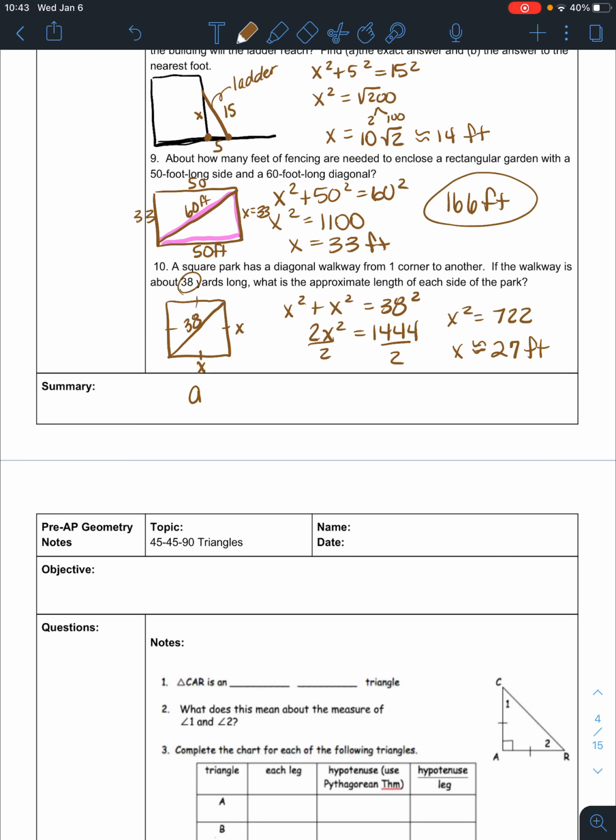So Pythagorean theorem is a squared plus b squared is equal to c squared, and we use it when we have two sides and we need the third side.